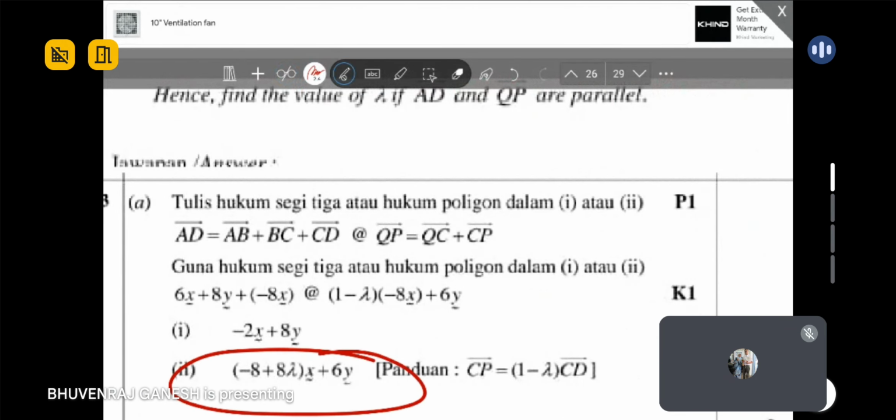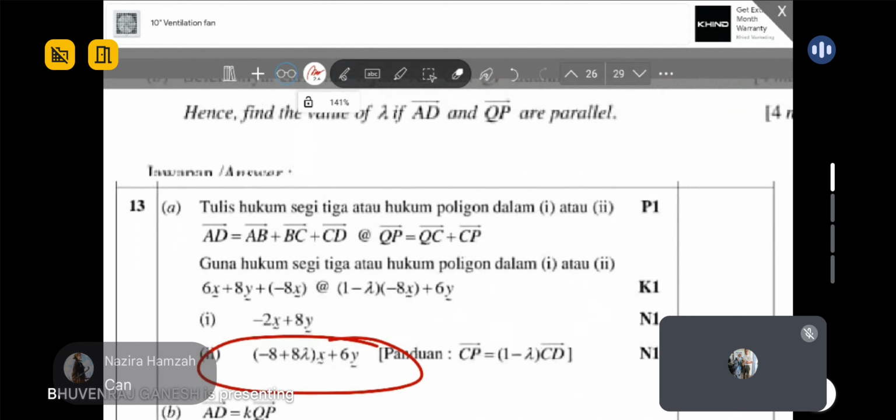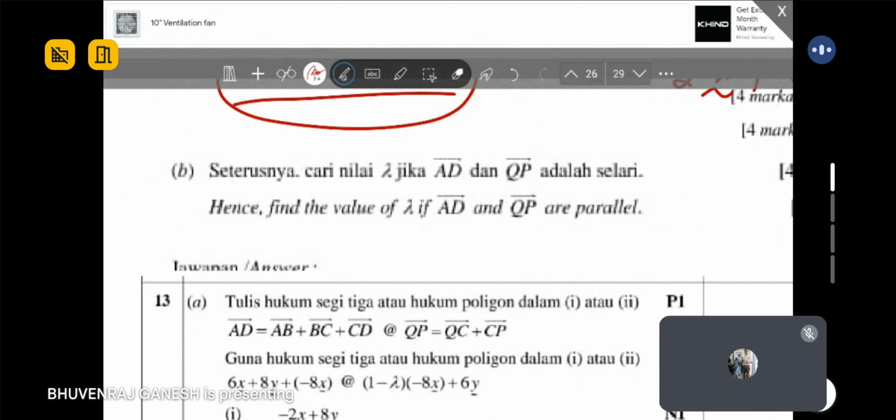Okay, are you clear guys? C2, I need some response. You must respond more. Can you get it? Number 2. So you guys just expand until you get this answer. Okay, so now they tell us that AD and QP are parallel.